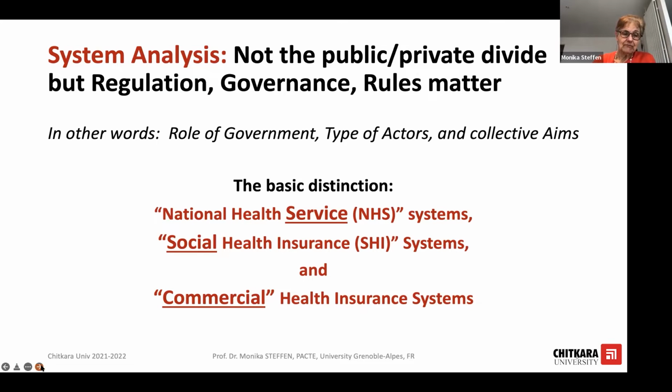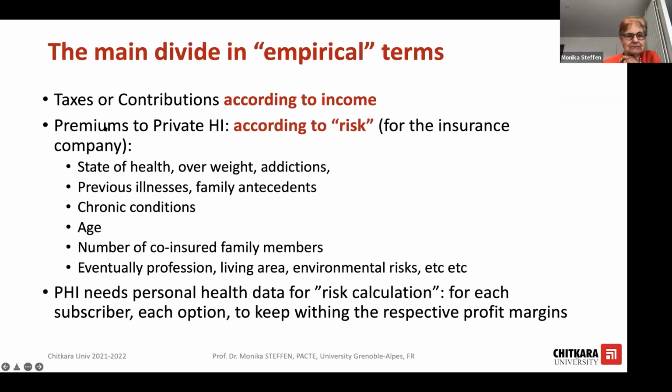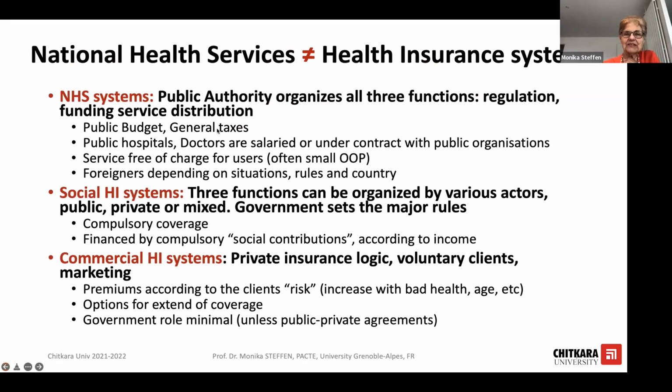That is when we look from the basis of these three basic functions. Now, to describe them a little bit more, there is a basic difference between the National Health Service systems and the health insurance systems. Because the National Health Service system provides the service totally. It is a public authority organizing all three functions: regulation, funding, and service distribution. They're public. It is paid from the public budget by general taxes. The taxes people pay to the government, and the government will decide in the public budget how much will go to the healthcare system, and then it will be divided between all the different parts of the healthcare system.